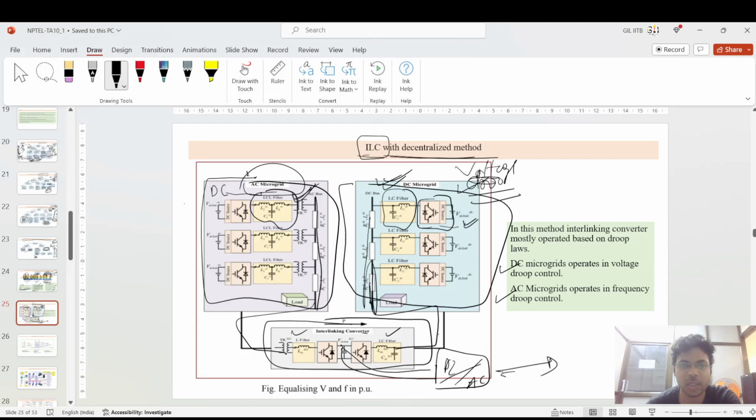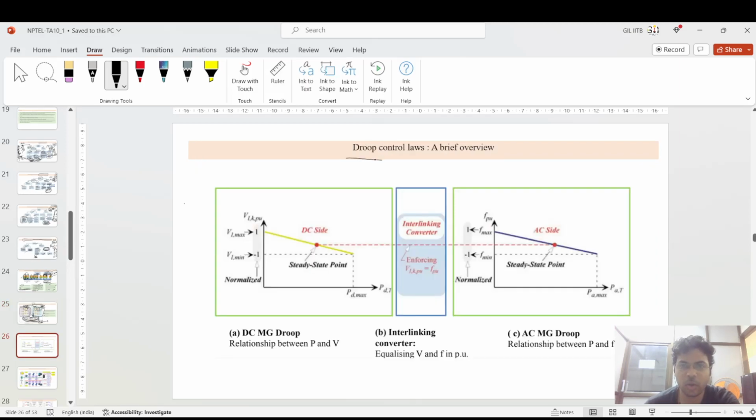So the main thing is that this DC microgrid can operate separately and the AC microgrid can operate separately. That is actually the decentralized control. This has communication through the interlinking converters. So this kind of system is known as decentralized control, a communication mechanism through the ILC control.